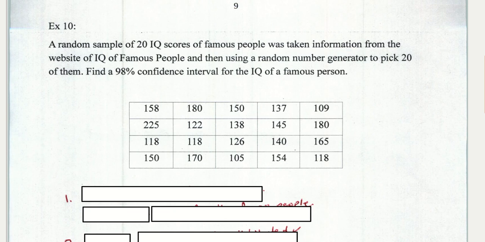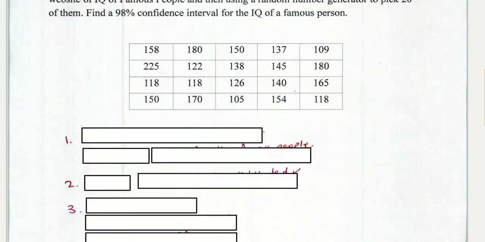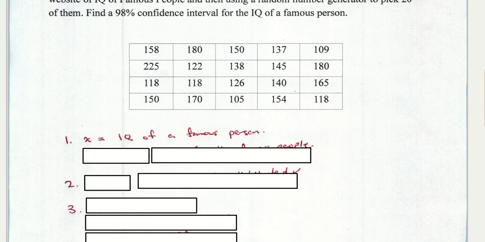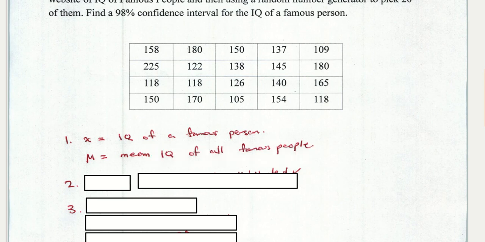So you've got that data loaded into one of the lists, and so the first thing we do is we say what the random variable here is. So x is the IQ of a famous person. We're interested in the population mean, that is the average IQ of all famous people. So we want to use a sample to make a claim about the population. So we've got 20 of these x's, of these random variables. That's our sample.